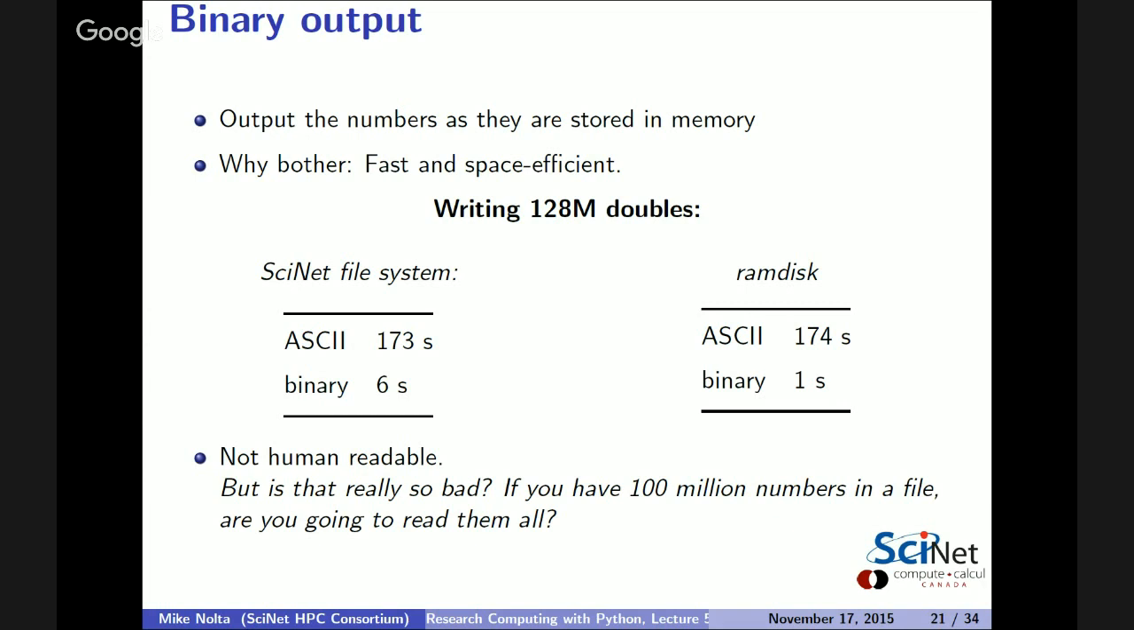For small files, this may not really be an issue. You may actually want to see the individual numbers. But if you're storing big arrays to disk, you're not actually going to be looking at the individual entries, right? You're going to be manipulating them as a whole. So the fact that the files aren't human readable isn't an issue anymore.